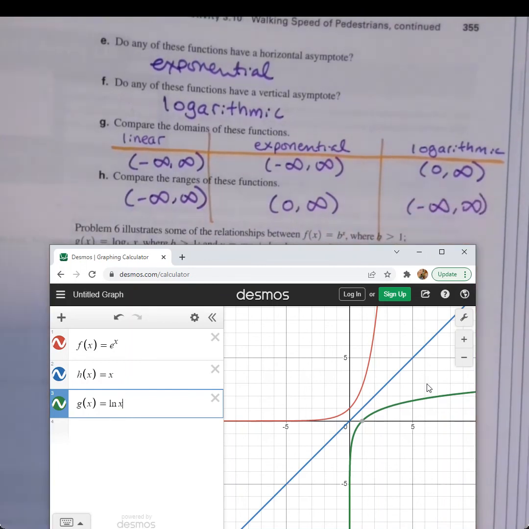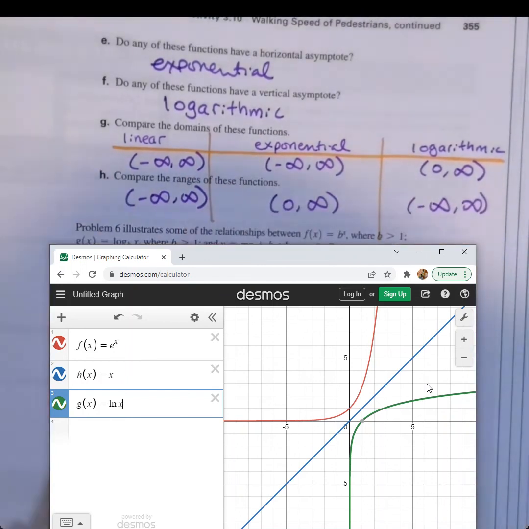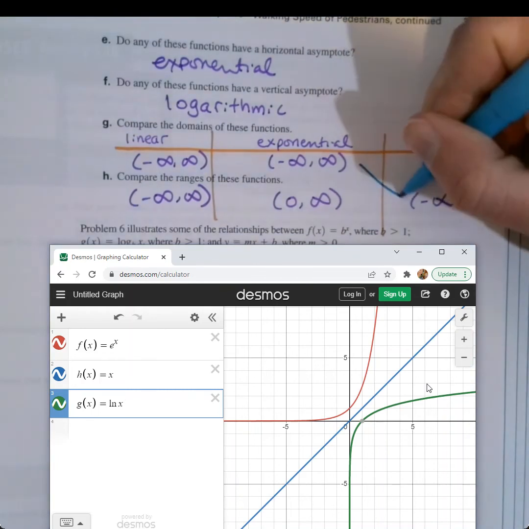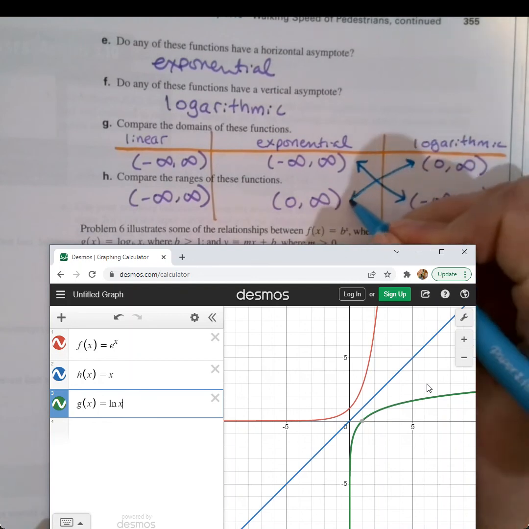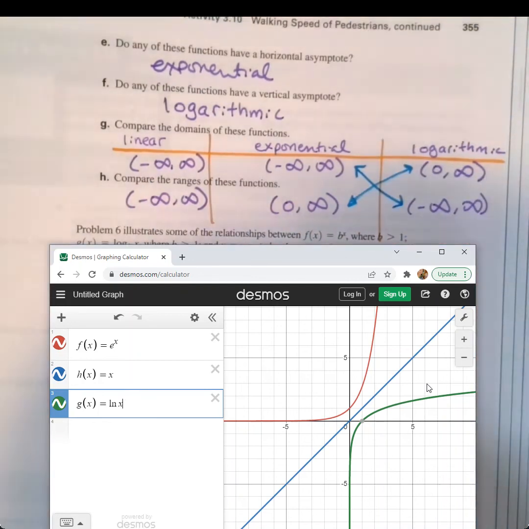Just wanted to put these two functions next to each other, the exponential and logarithm, to re-emphasize the fact that they're inverses, and so their domain and their ranges flip-flop. Linear is out by itself. It's not having anything to do with the two. It's just as a comparative piece because it's the other type of function that we have studied so far.